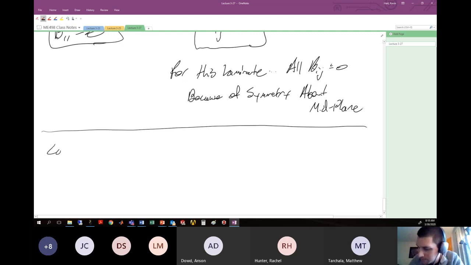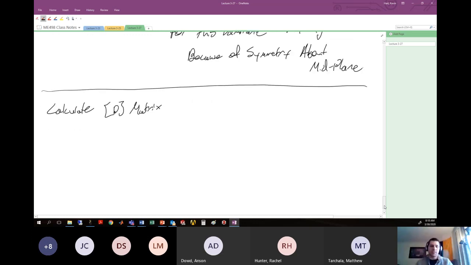Now we'll calculate the D matrix. The D matrix is also going to be revealing to us. When you think about it, the D matrix is the matrix that tells us how stiff the laminate is for resisting bending moments.